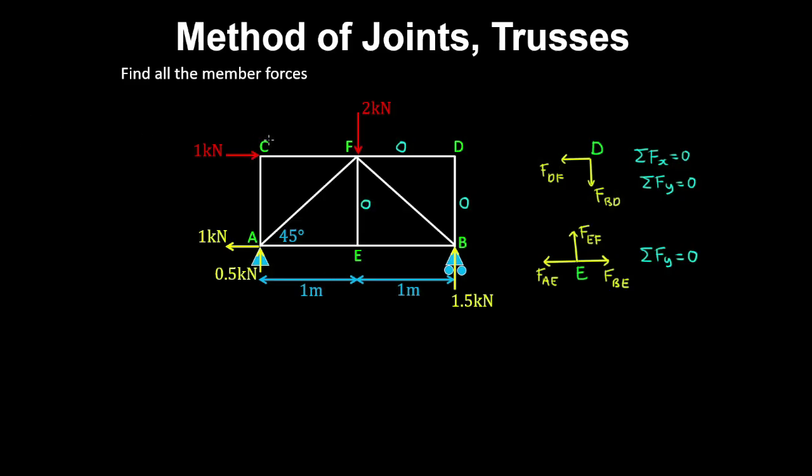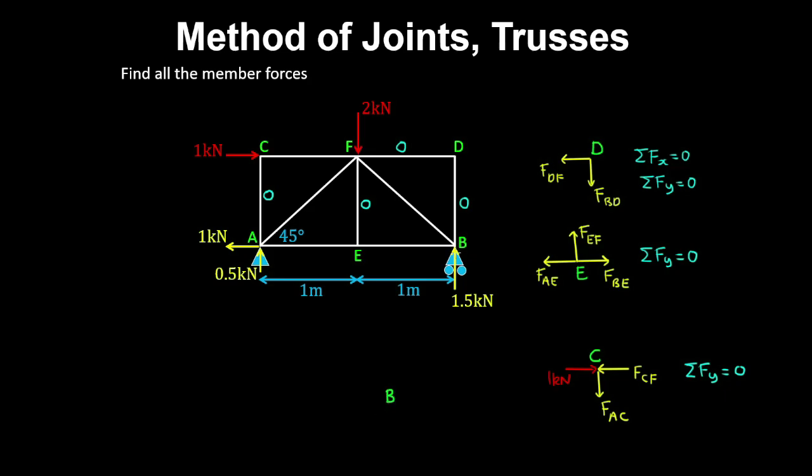And similarly, if we take an equilibrium of joint C, we have an externally applied load of 1 kilonewton going through that joint, and therefore the force in member CF, I'm going to guess, is pointing to the left, to put that force in equilibrium. And we have a force in member AC acting downwards. So therefore a vertical equilibrium of forces tells us that member AC is also a zero force member. And now I'm going to take an equilibrium of joint B.